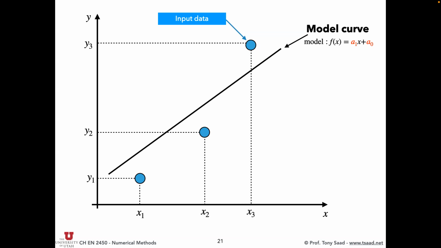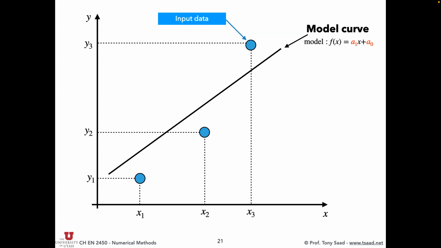Now, this model is given by a formula. We say we think the trend for those data is best explained via a straight line. The formula for a straight line is A1x + A0. We don't know A1, we don't know A0. That's our objective: finding A0 and A1 so that we best fit those data. What we mean by best, we're going to discuss that.